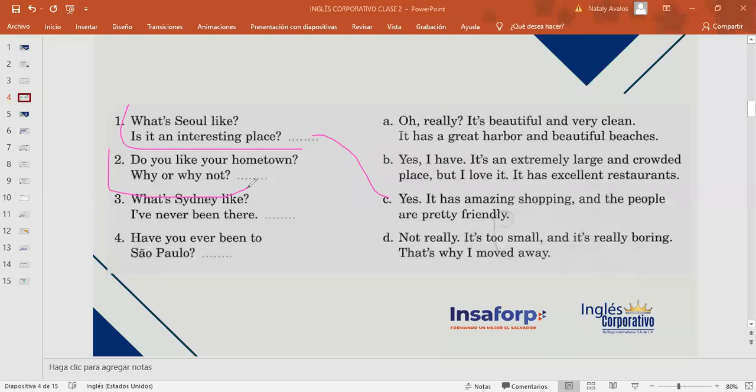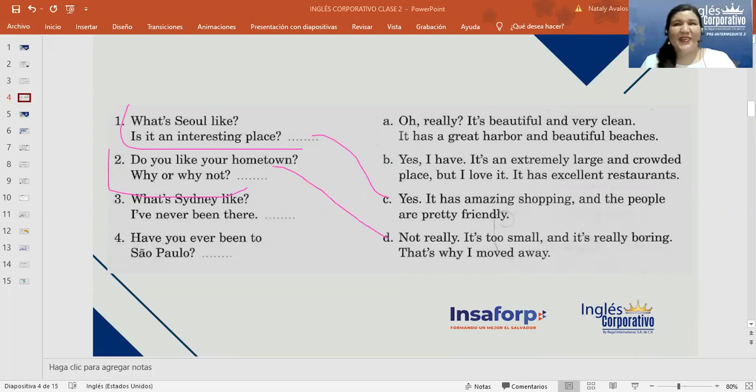Hometown. Huh? No, not really. It's too small and it's really boring. That's why I moved away. Exactly. Continue. So you say, not really. It's too small and it's really boring. That's why I move away. Exactly. That's why I move away, you say.